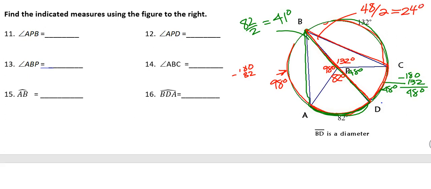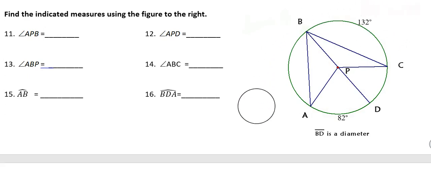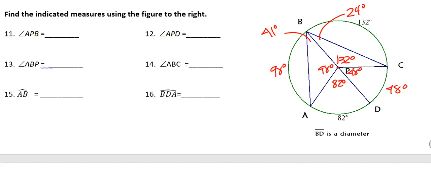So now we have everything we need. So let me go ahead and erase all these lines I got in here, and I'll put the angles back on there. And then we can kind of answer the questions. So let's look at APB. APB is right here. APB right there. So that's 98 degrees. APD. APD right there. That's 82 degrees.